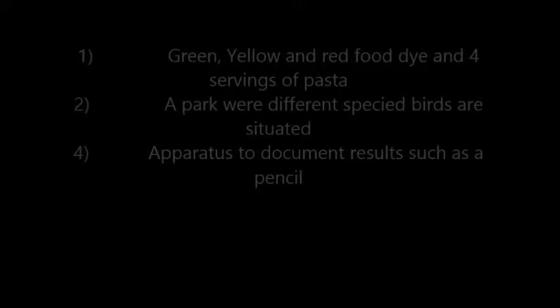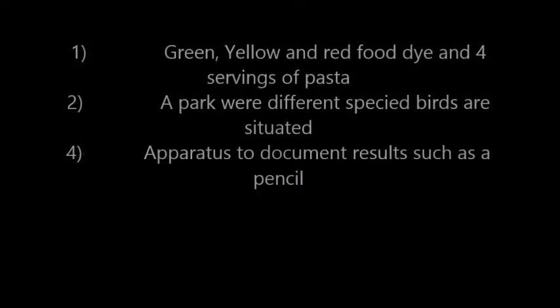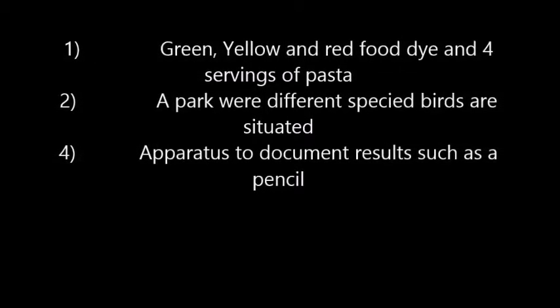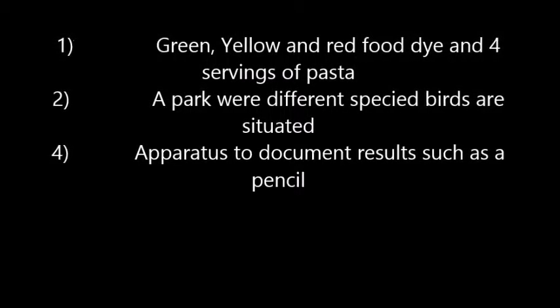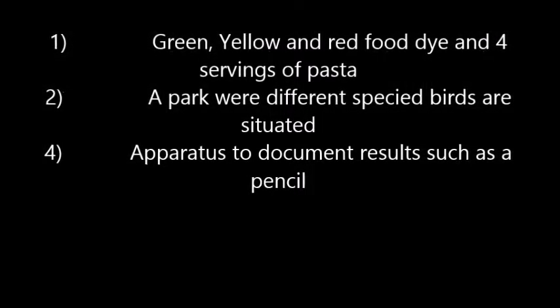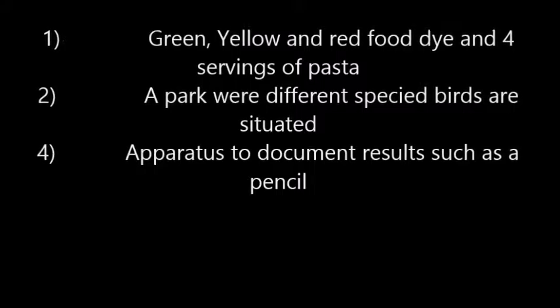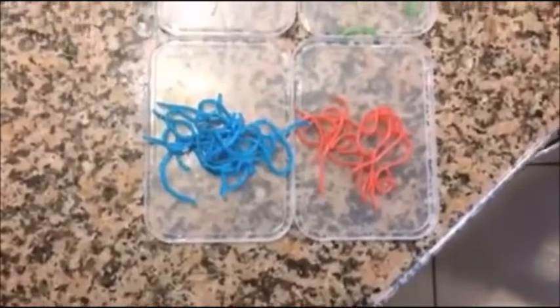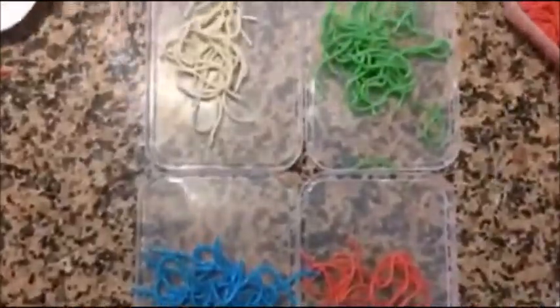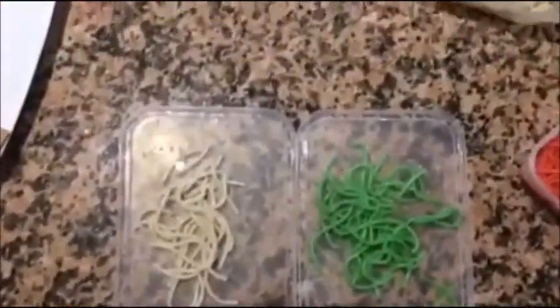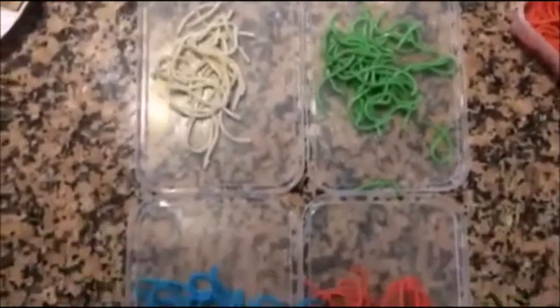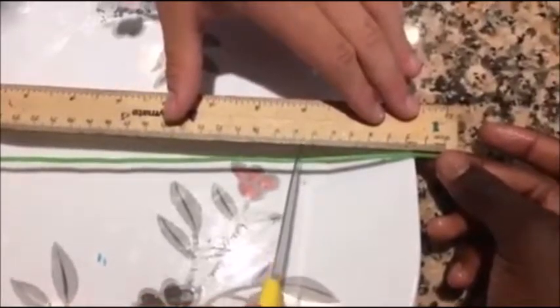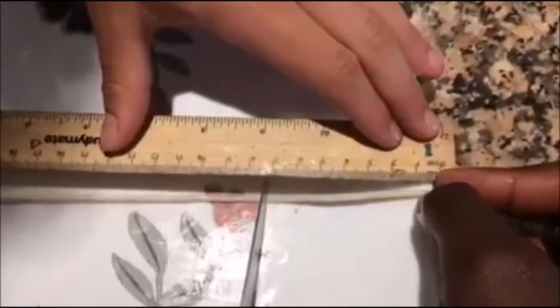For this experiment, you will need green, yellow, and red food dye, 4 servings of pasta, a park where different species of birds are situated, and apparatus to document results such as a pencil. For the method, collect all the apparatus. Dye the pasta with the colors listed above. Leave one of the set undyed. Cut the pasta into 7.5 centimeter strips.